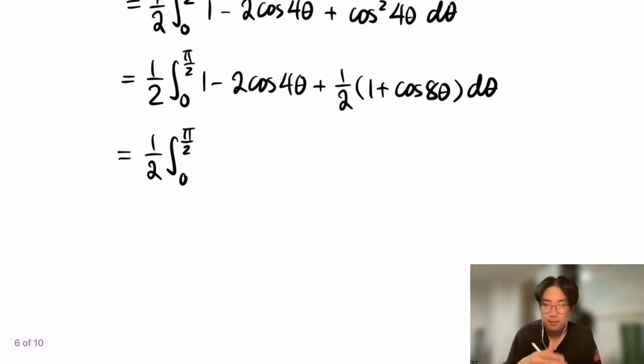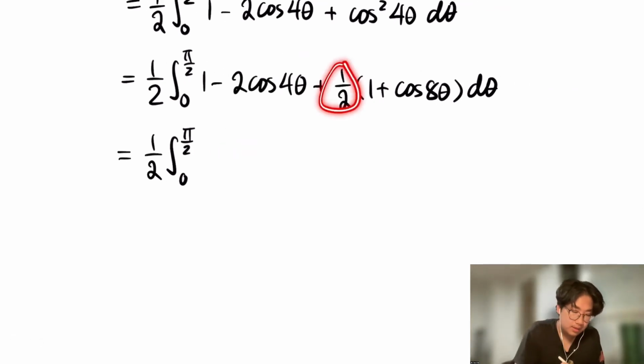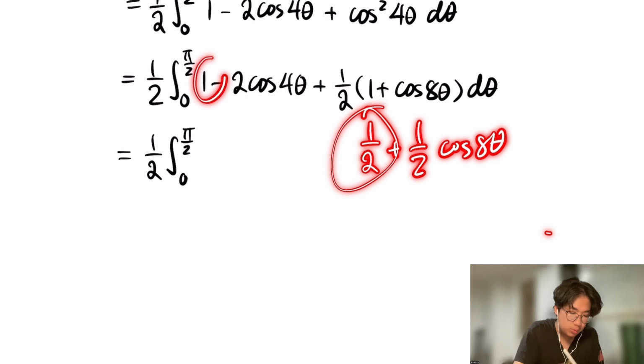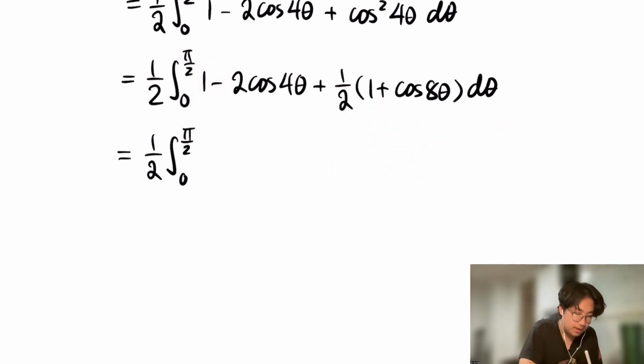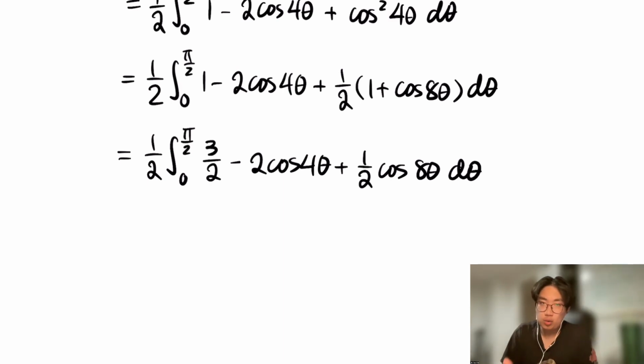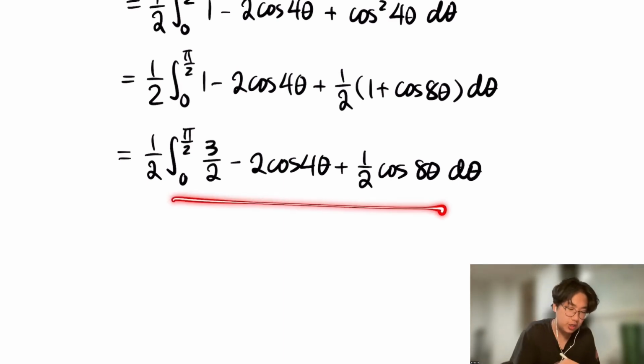So in this case, I won't fully expand it. I'll explain what's happening. You distribute this 1/2 and you get 1/2 plus 1/2 cos of 8 theta. This 1/2, we can just combine with the 1 we have up there to get 3 over 2. So we have 3 over 2 minus 2 cos 4 theta plus 1/2 cos of 8 theta, d theta. And then from here, we're at a step where we're able to integrate each of these functions.